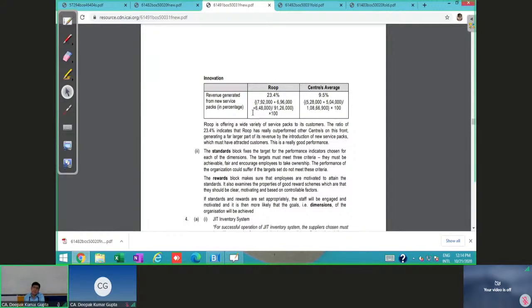You have to solve each question independently on your notebook. Second point is, all concepts are very important. No one concept is less important or more important. All concepts are equally important. You have to give proper emphasis on every concept.